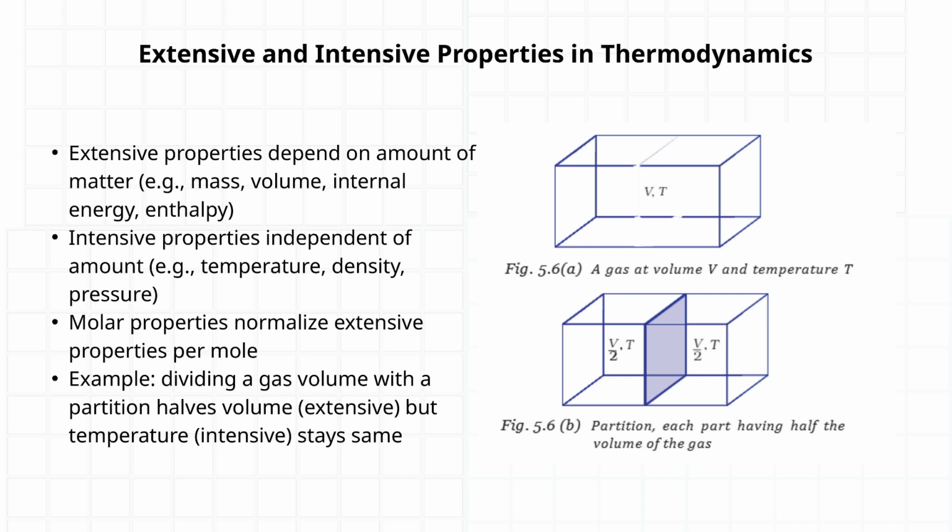Additionally, chemists use molar properties to express extensive variables per mole. This helps compare properties independently of sample size. Before moving on, let's pause and ask, can you think of everyday examples of extensive and intensive properties? Take 15 seconds and make a quick mental list.